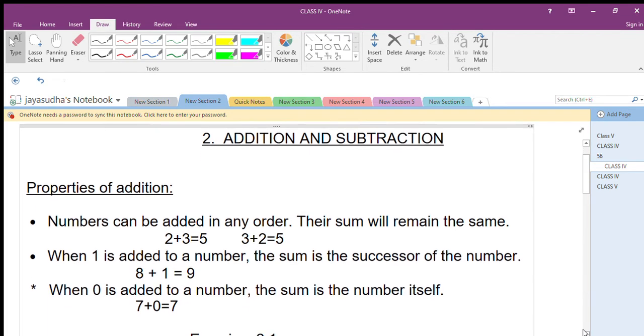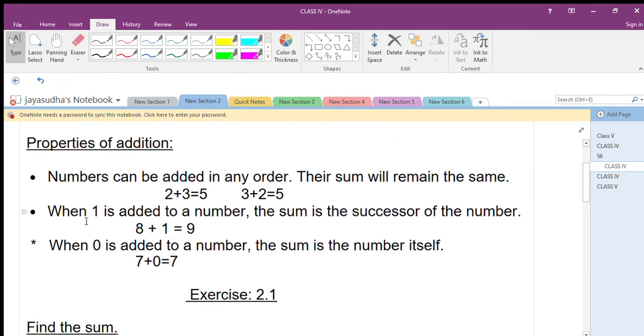Next, move on to the next property. When 1 is added to a number, the sum is the successor of the number. What is meant by successor here? Already I explained that the successor is the after number or the next number. Now for example, 8 plus 1, you get 9. 9 is the after number of 8. That is the successor of 8. 9 is the successor of 8.